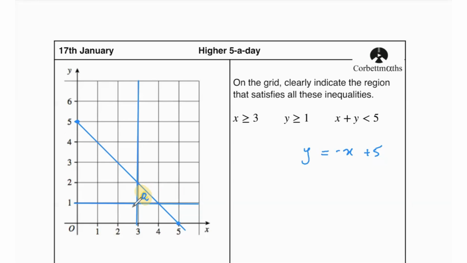Because over here, x is greater than or equal to 3, y is greater than or equal to 1, and x plus y is less than 5. And since it's less than 5, this line will be a dotted line. So this is going to be dotted. Because it's less than, or if it was greater than, it would also be dotted. But if there's an equal to sign, then it's a solid straight line.